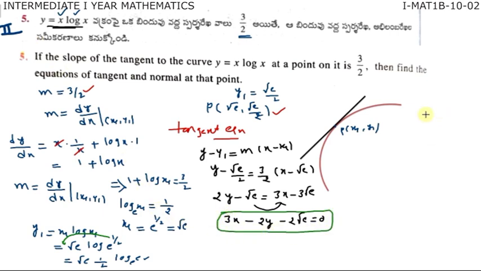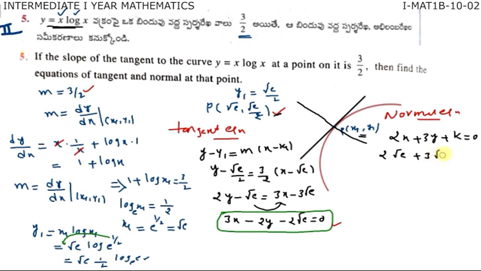To find the normal equation, again here, the line perpendicular to this tangent can be written as 2x plus 3y plus k is equal to 0. Now, since this normal passes through the point P, substitute P's coordinates in this one. I get 2 into x, x is root e, plus 3 into y, y is root e by 2, plus k is equal to 0.